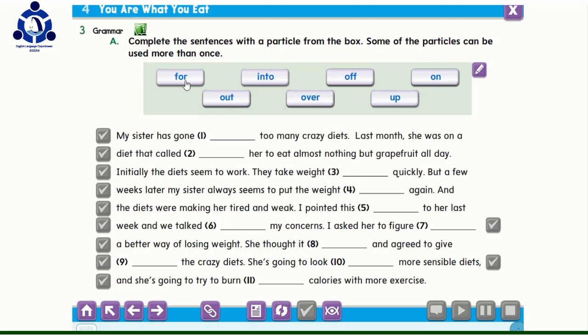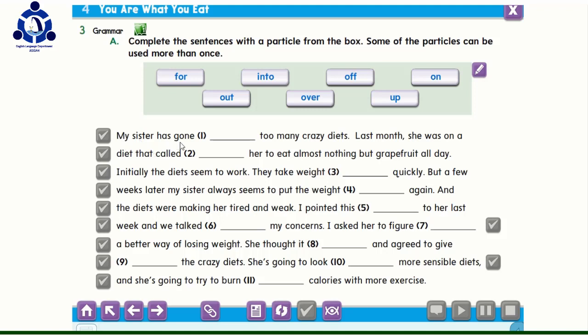These are particles. You have almost 7 particles. Some of the particles can be used more than once. Look at that. You can use some of these particles more than once. Why? Because you have 7 options here and you have 11 gaps or spaces to fill. So you need to use some of these particles more than once. Some of them, not all of them. Okay? So let's look at the first example.